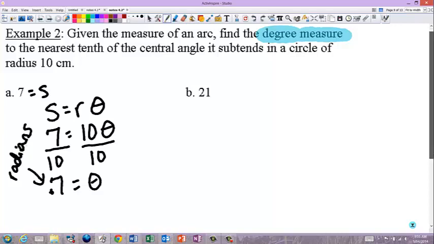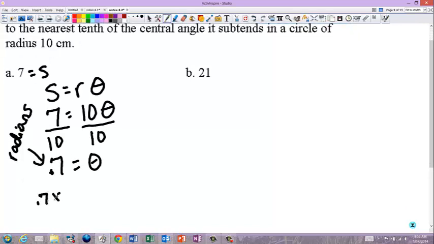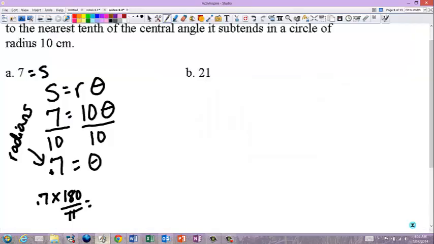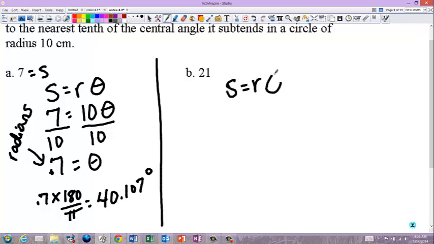So how do you change it to degrees? Well, I do 0.7 times 180 over pi, and this is one where the pi doesn't cancel, so I type it in. 0.7 times 180 over pi. 40.1. It says 1 decimal place. I like 3.107, and that is degrees. For degrees, you can just go to the nearest tenth because they're so small. 1 decimal place is fine. And again, if you want to pause me and try this one, 21 equals 10 theta.